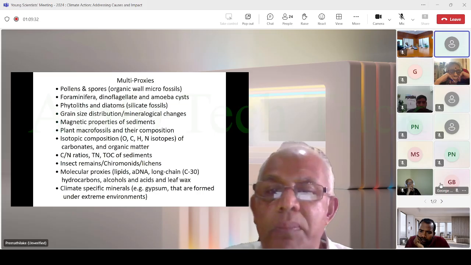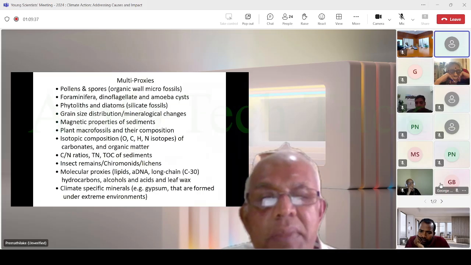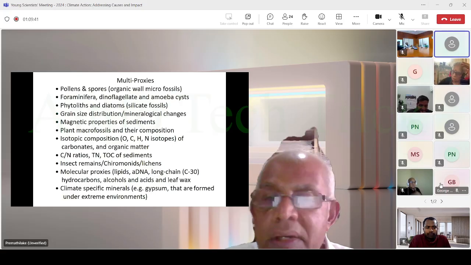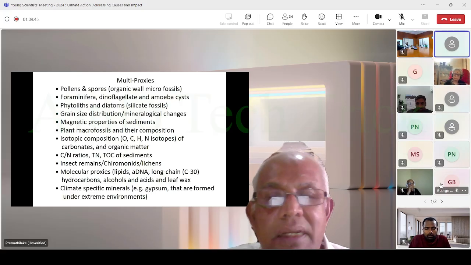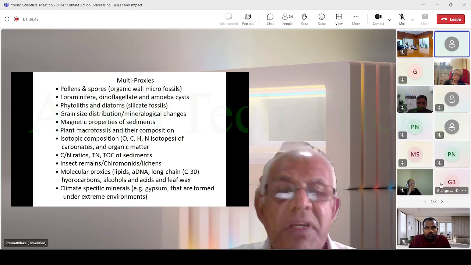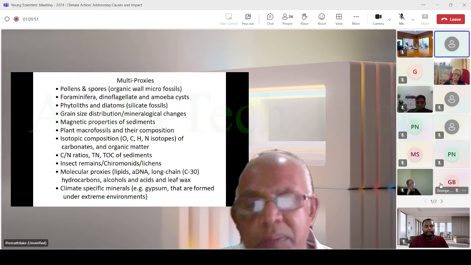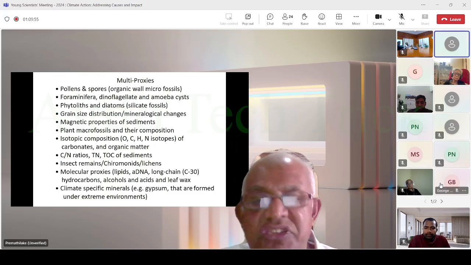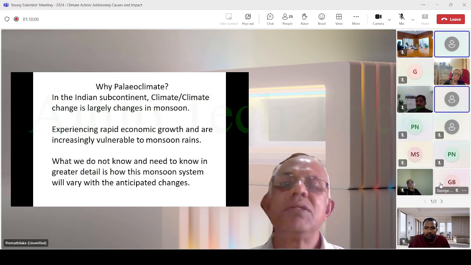Molecular proxies are used quite a lot in the modern world for understanding past climate, like lipids, ancient DNA, long-chain hydrocarbon compounds like alcohols, acids, and wax-like things, and specific minerals like gypsum, which is also an important proxy for climate change because it is preserved. It forms under extreme environmental conditions. So that is the usual proxy.